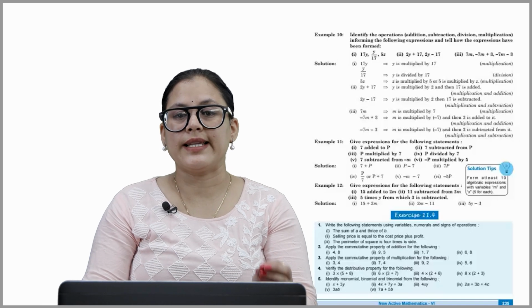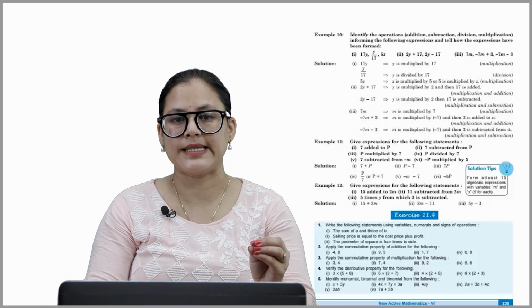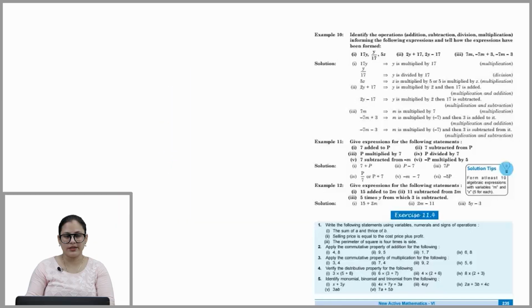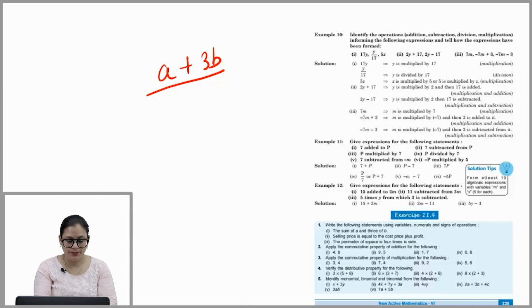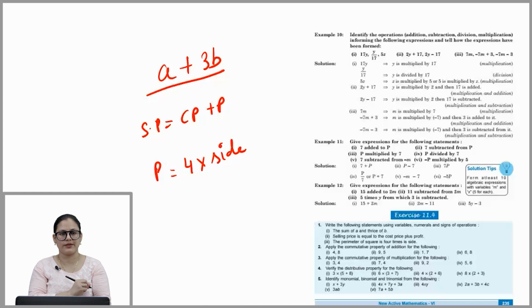Let's do exercise 11.4. Write the following statement using variables, numerals and signs of operations. 1. The sum of A and thrice of B. 2. Selling price is equal to the cost price plus profit. And 3. The perimeter of a square. Perimeter of a square is 4 times its side, that is 4 into side, right?